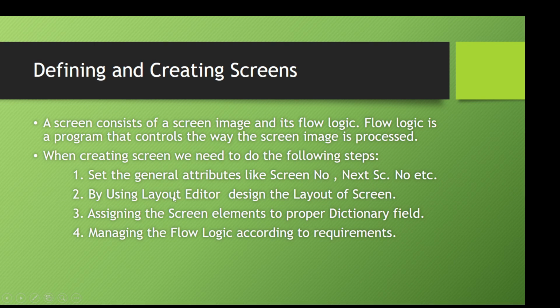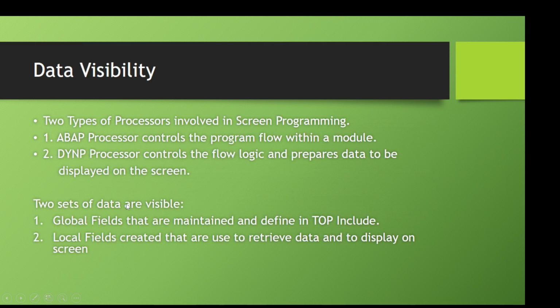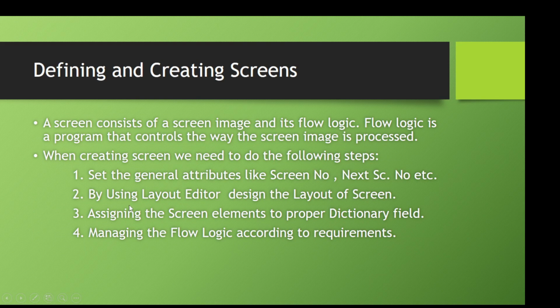After that, by using the layout editor, design the layout of the screen. We also explored the layout editor. After that, assign the screen elements to proper dictionary fields. We will do practicals later in this series. After that, we have to manage the flow logic according to the requirement. These two steps we will discuss in detail in separate videos, covering assigning screen elements to dictionary fields and how to perform checks on the screen elements.